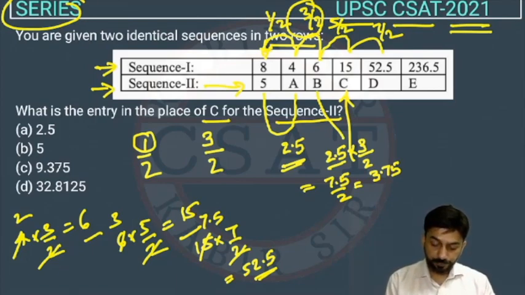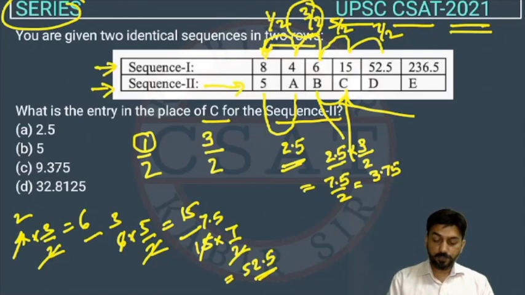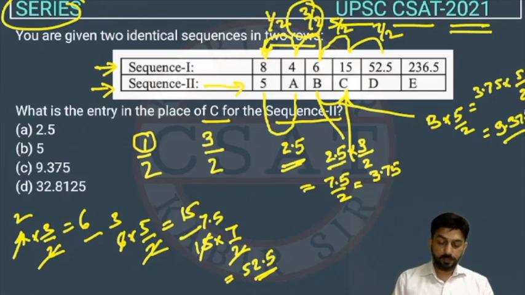So we got A, we got B. Now we will see C. So C is how much? C is 5 by 2 of B, right? B is 3.75, into 5 by 2, right? So now you have to calculate it. So we will get how much? We will get 9.375, right? So we have to find C only. The answer will be option C, right?